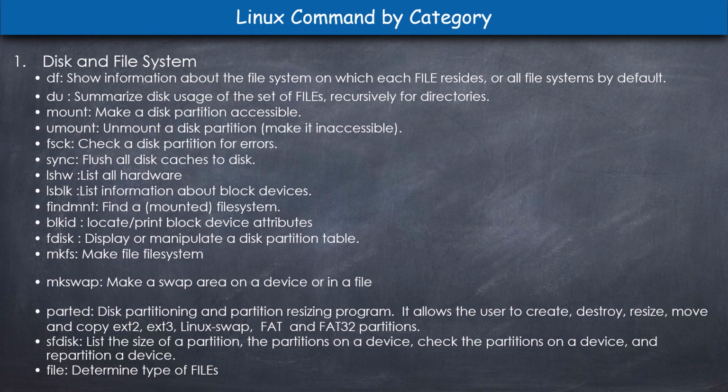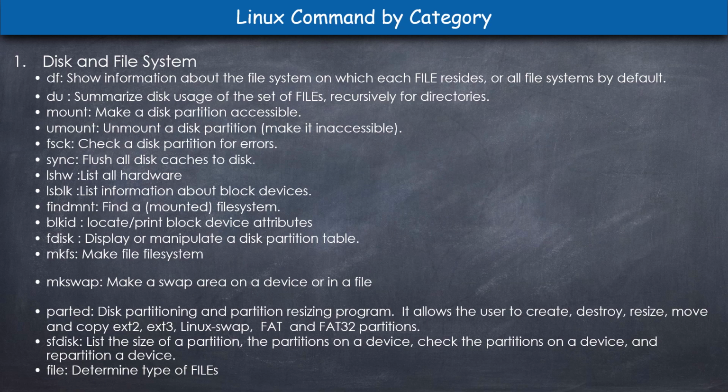Okay, so now we'll see the disk and file system commands. So how to work with disks and the file system. So DF will show you the information about the file system, in each partition, how much space is left. DF -h will display the information about all the disks in a human readable format. Okay, so du will give you the size usage, like how much disk space is being used by a file.